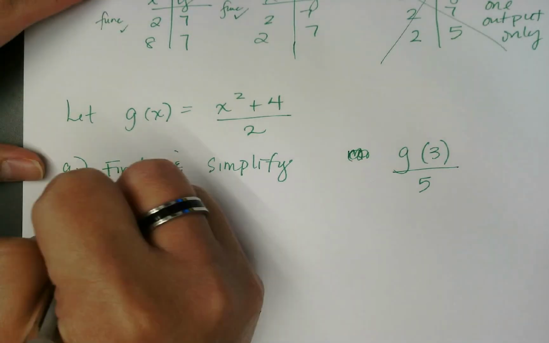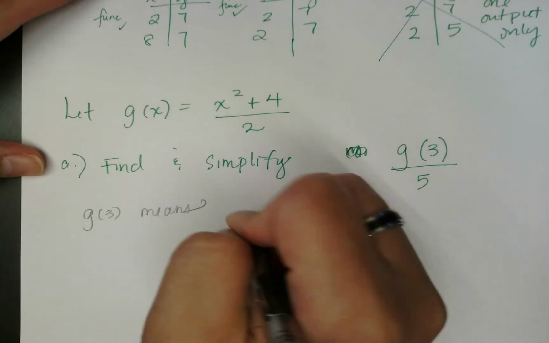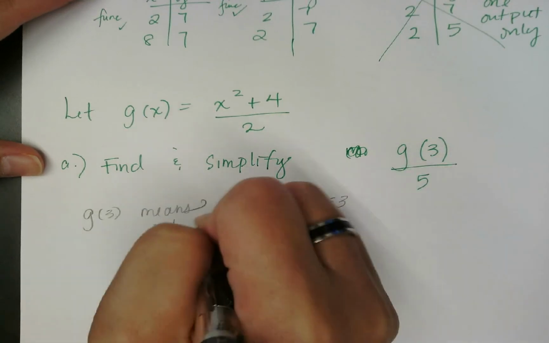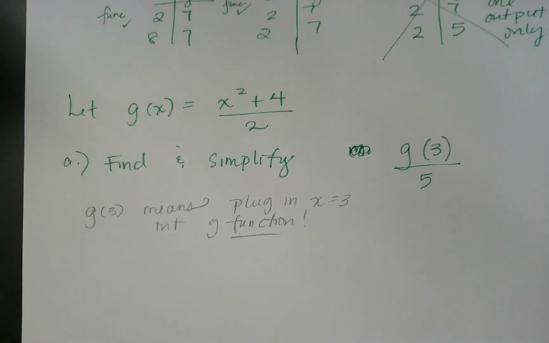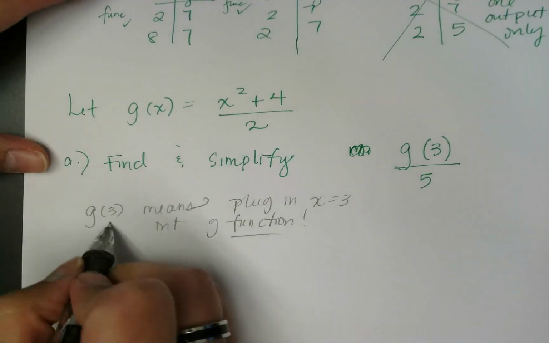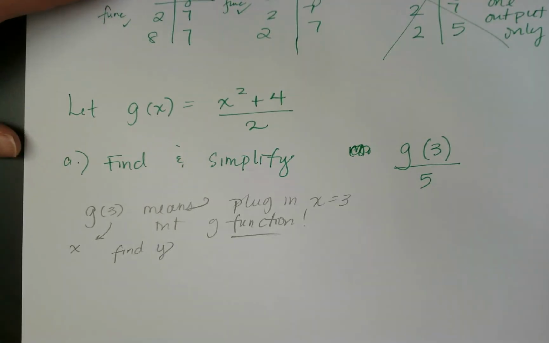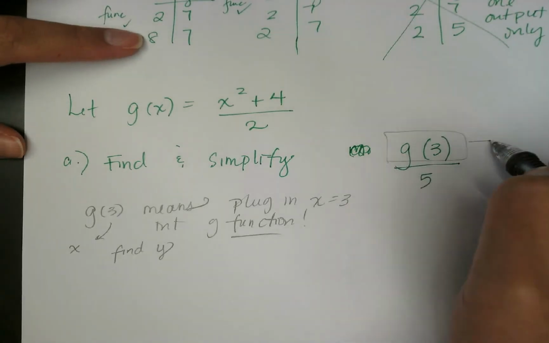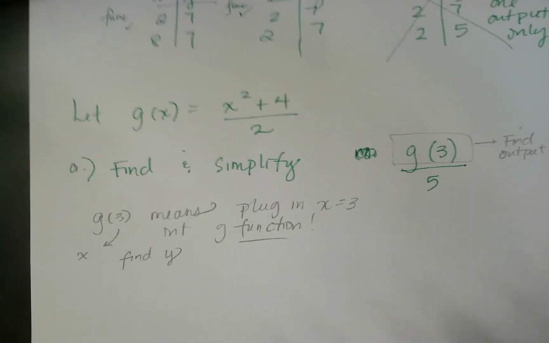Alright, what does G of 3 mean? You plug 3 into x. Yep. Plug in x equals 3 into the G function. So you got to know this notation. You really got to know it when we get into inverse functions. So that's the x value. Find y, or the output. So you got to know that this means find output. That's the output notation. This notation, G of 3, is an output notation.